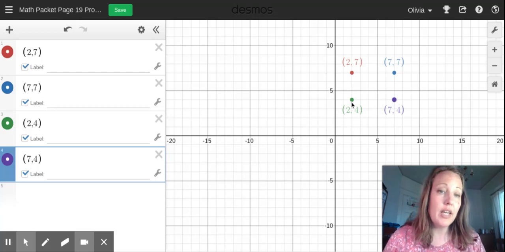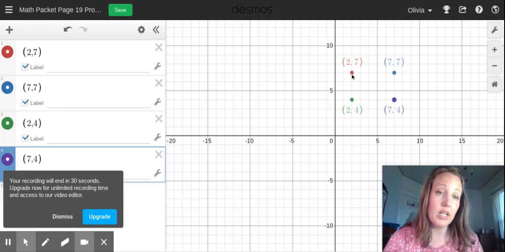Interesting. Look at the x values. What is the difference? 7 minus 2 is 5. 5 units. Now look at the y values, 7 and 4. That's the y going up and down. What's the difference? 7 minus 4 is 3. So that's where we get those 3 units.